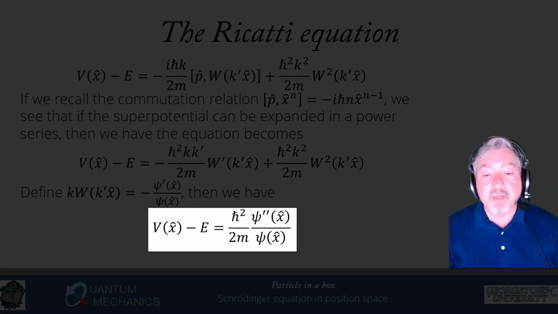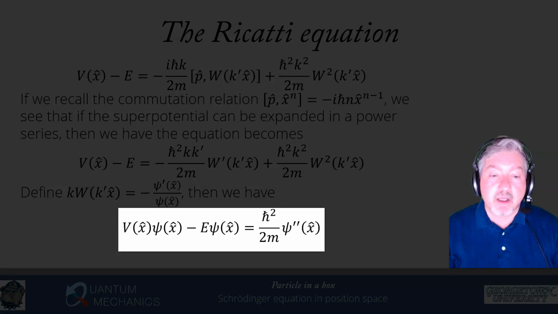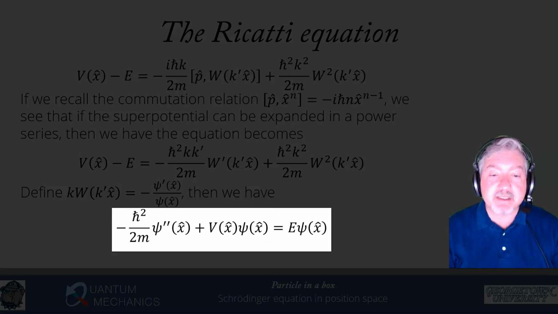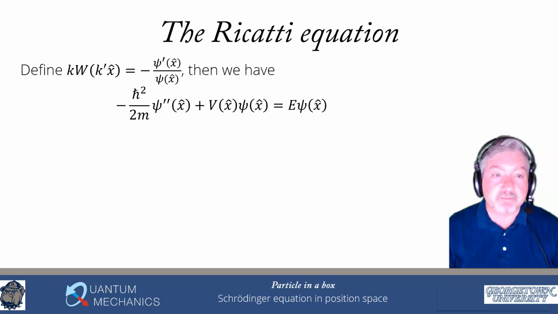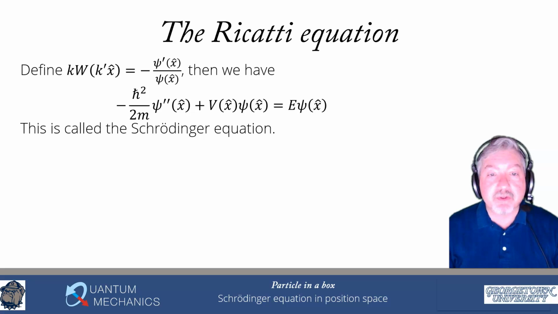And now what we're going to do is multiply both sides by psi of x hat. So I get V of x hat psi of x hat minus E psi of x hat equals h bar squared over 2m psi double prime of x hat. I'm going to move the psi double prime of x hat term to the left-hand side. I'm going to move the E term to the right-hand side. And we get it in this form: minus h bar squared over 2m psi double prime of x hat plus V of x hat psi of x equals E psi of x. That's a second-order linear differential equation. And it has a special name. It's called the Schrodinger equation.